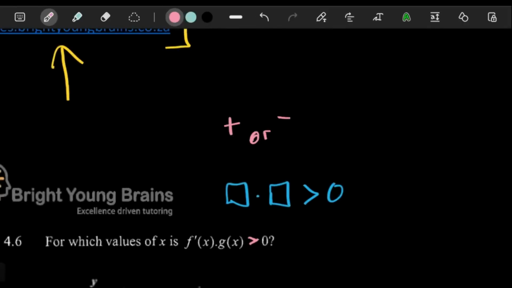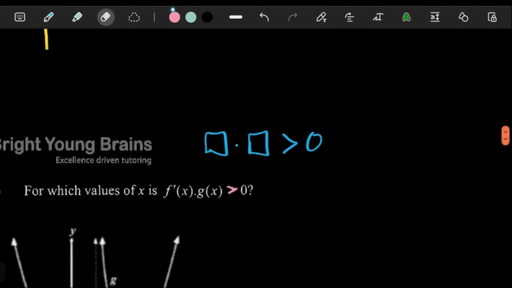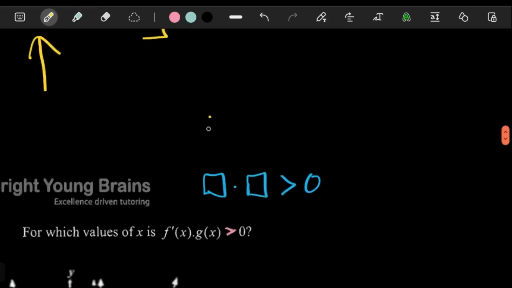The only way it can be bigger than 0 is if this is a plus while this is a minus, or this has to be a minus while this is a plus. These are the only two scenarios where, no, the other way around. Come on now. If you're going to multiply two things together and the answer is going to come out as a number that is bigger than 0, that can only happen if you're multiplying a plus and a plus, or if you're multiplying a minus and a minus. Those are the only situations.